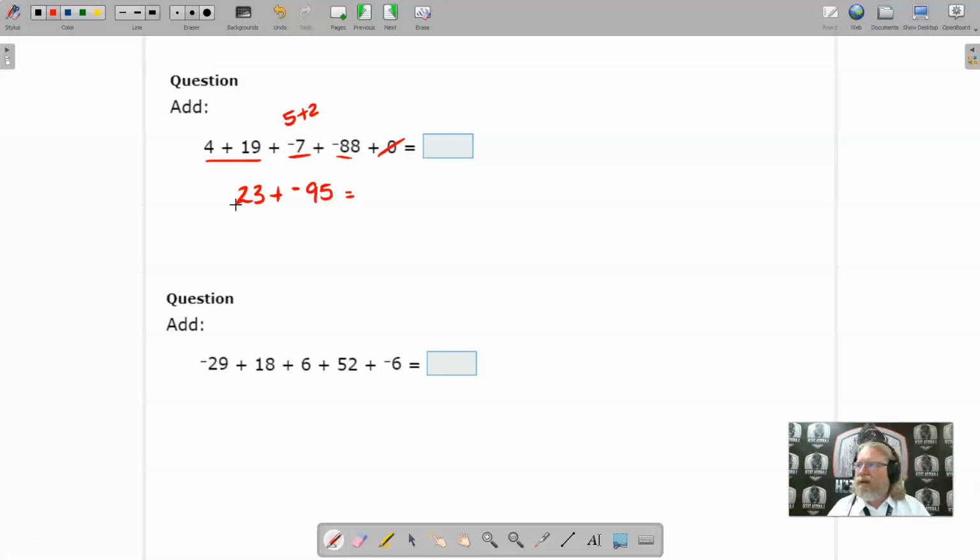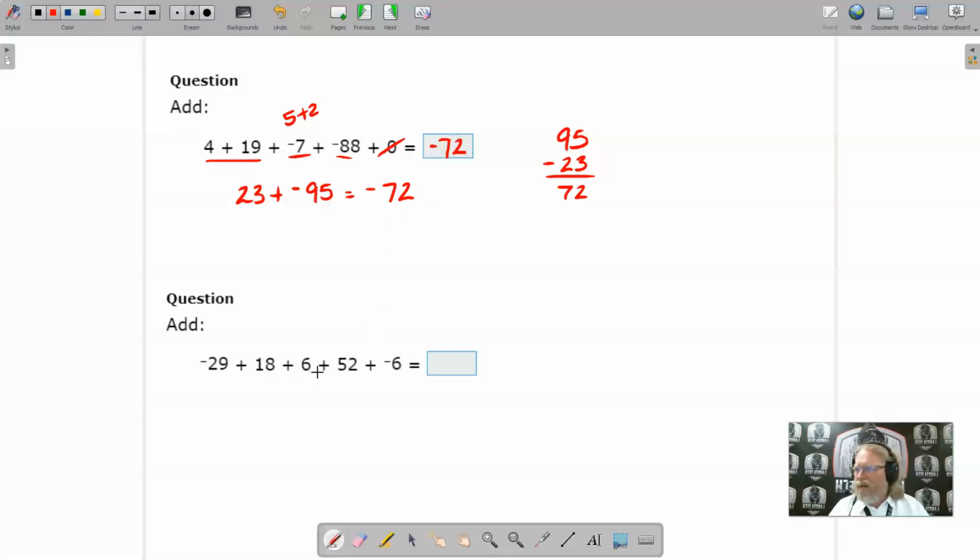All right, now I can deal with the 23 plus negative 95. They are different signs, so we're going to have to incorporate that concept of absolute values. The absolute value of negative 95 is going to be greater than the absolute value of 23. So since the 95 is negative, our answer is going to be negative. And we know that if we use that absolute value concept, then we have to subtract. So we're going to do 95 minus 23. 5 minus 3 is 2. 9 minus 2 is 7. So we're going to end up with negative 72. So our final answer on this one is negative 72.